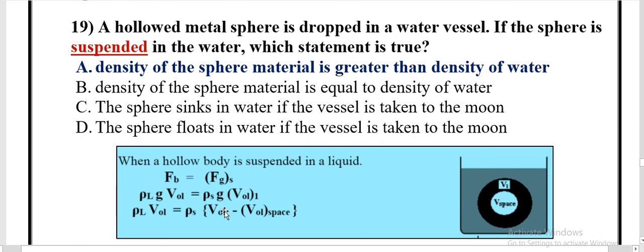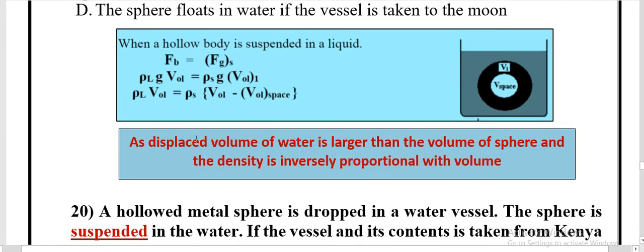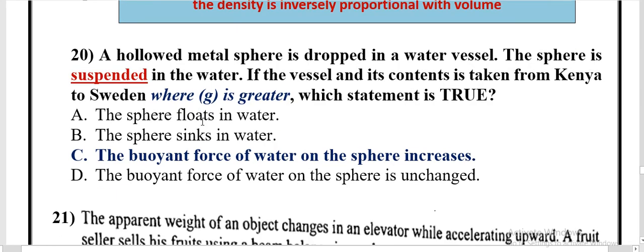So according to this relation, the volume in the buoyant force will be larger than this volume. According to this relation, where the density is inversely proportional to the volume, the density of the sphere will be greater than the density of water, as the volume is less. Okay. The same here.